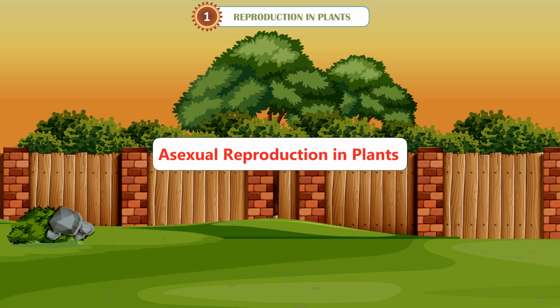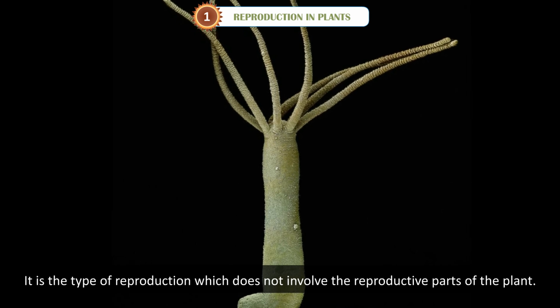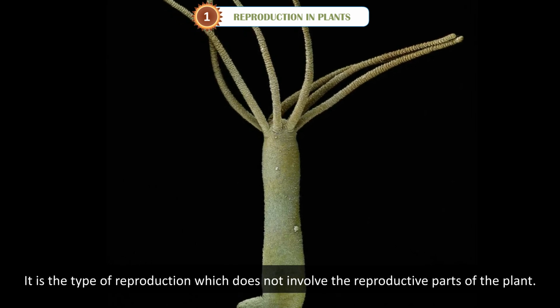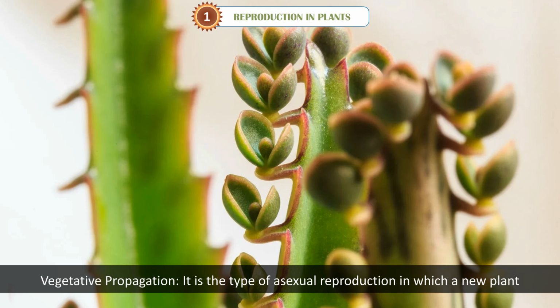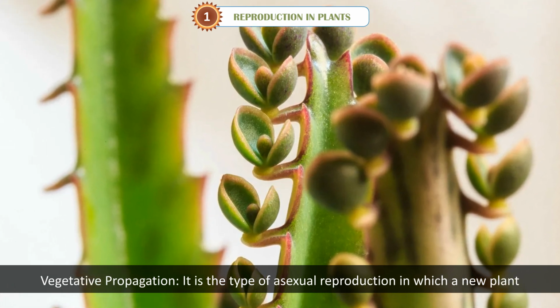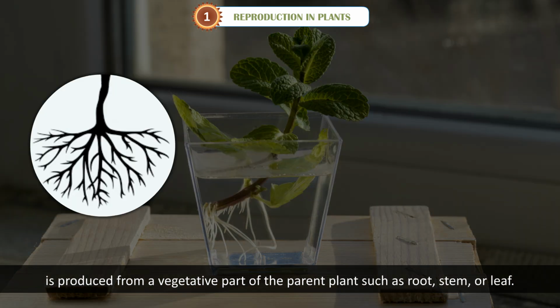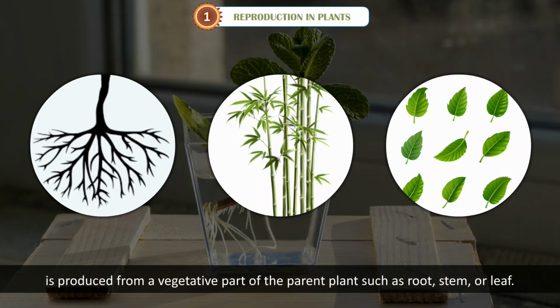Asexual reproduction in plants. It is the type of reproduction which does not involve the reproductive parts of the plant. Vegetative propagation. It is the type of asexual reproduction in which a new plant is produced from a vegetative part of the parent plant, such as root, stem, or leaf.